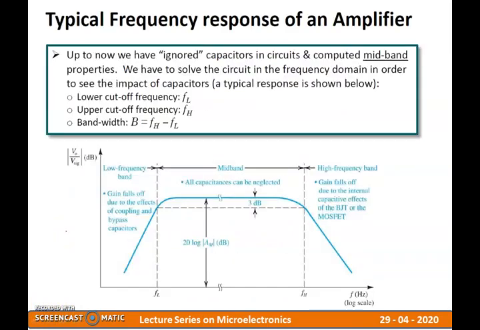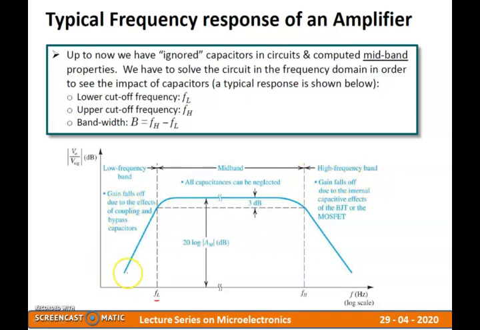Now this slide shows the typical frequency response of an amplifier. As you can see, the entire amplifier's gain response can be broken into 3 different bands. The first band, up to a frequency FL, is known as the lower frequency band, and from the frequency FL till FH it is known as the mid band, and after FH that particular frequency band is known as the high frequency band.